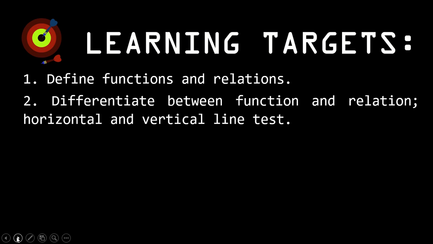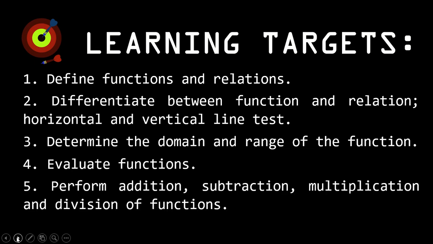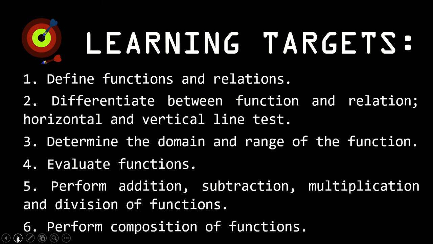And also, we're going to use the horizontal and vertical line test in the graph to identify if the given graph is a function or not. And also, if it is a function, we can identify whether it is a one-to-one function or not. Number three, determine the domain and range of the function. Number four, evaluate functions. Number five, perform addition, subtraction, and multiplication and division of functions. And then number six, perform composition of functions.